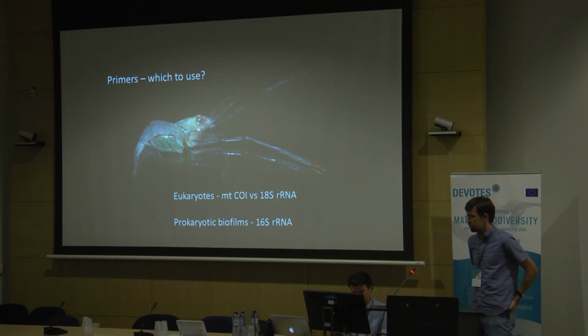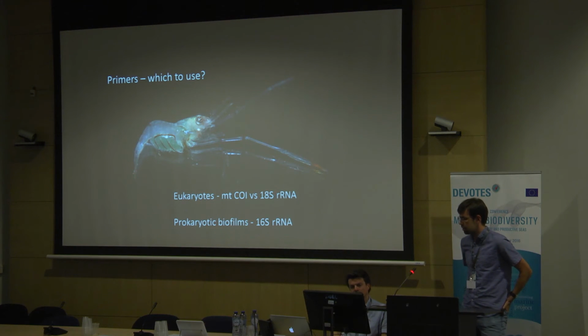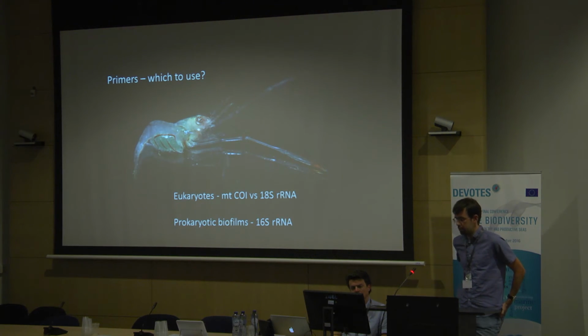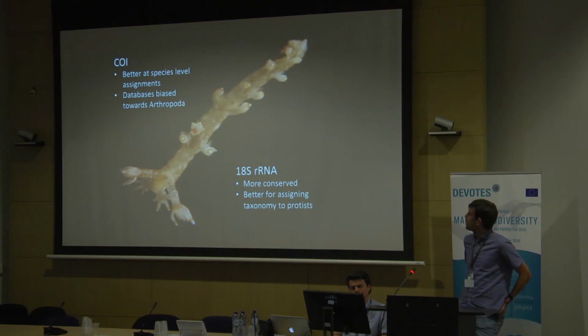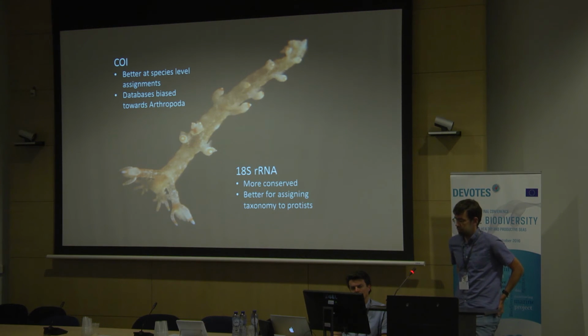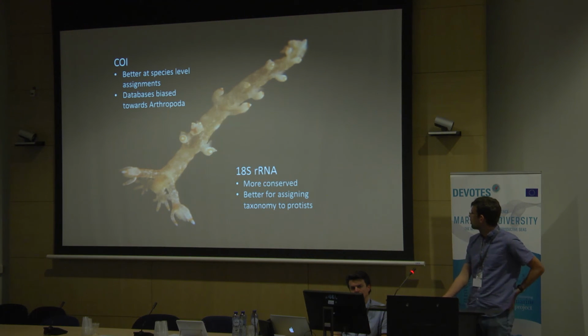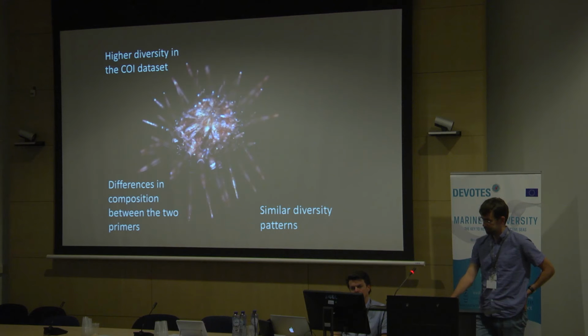So most people these days use mitochondrial COI or 18S for the eukaryotes. Prokaryotic biofilms, for example, are targeted with 16S ribosomal RNA, but there's no real consensus on what to use. And so the COI is generally better thought of as looking at species level assignments, but the database there is biased towards the Arthropoda, whereas the 18S is more conserved. It's not as good at targeting species level, but it's better at assigning different taxa. So protists are better represented in 18S databases.